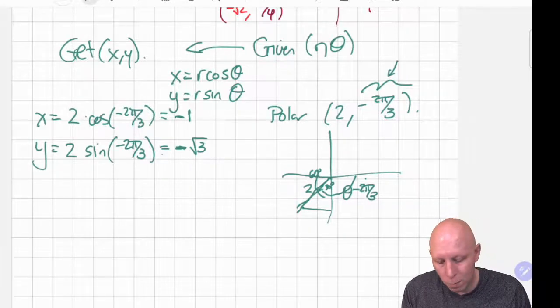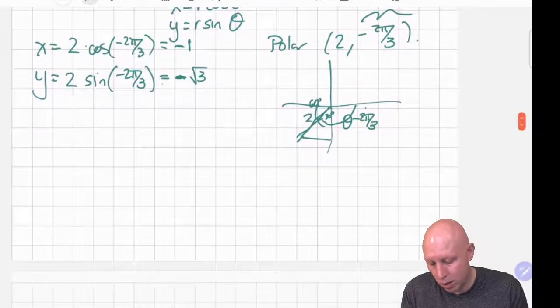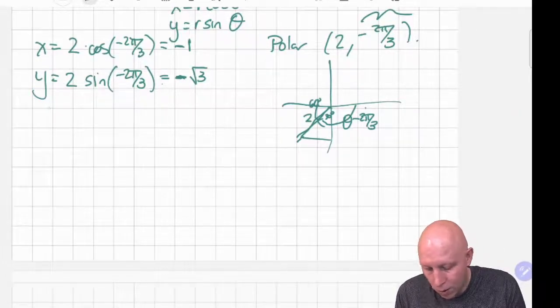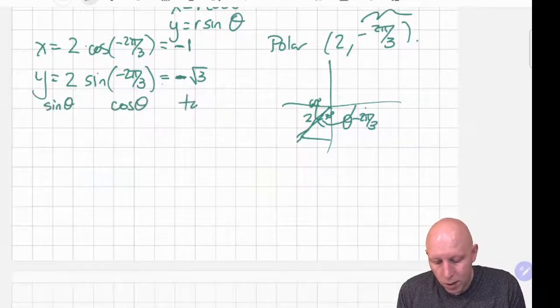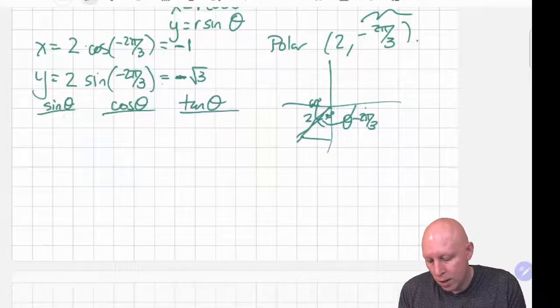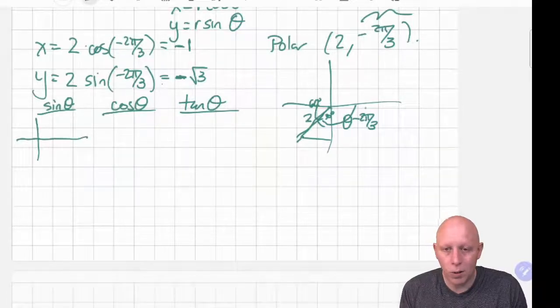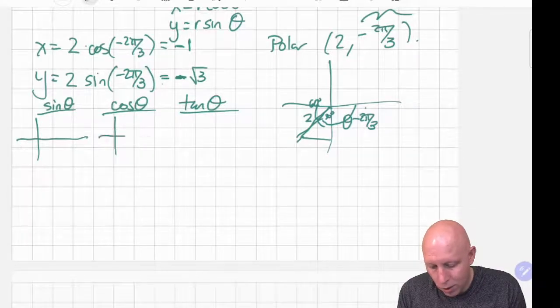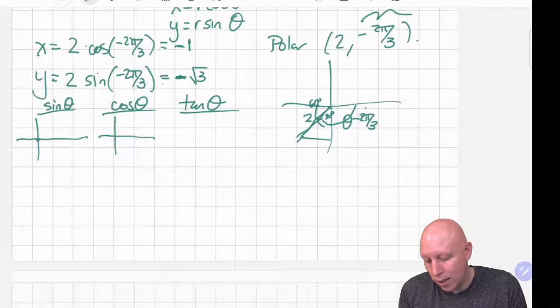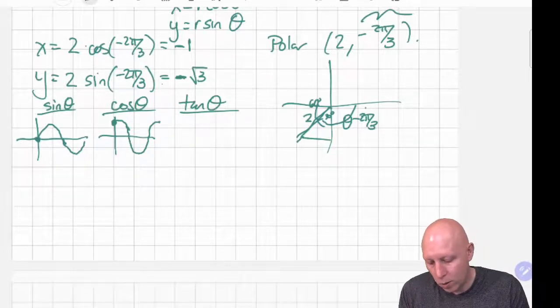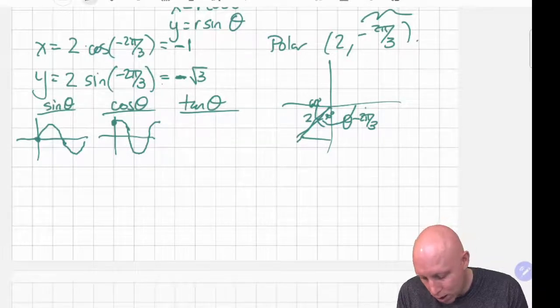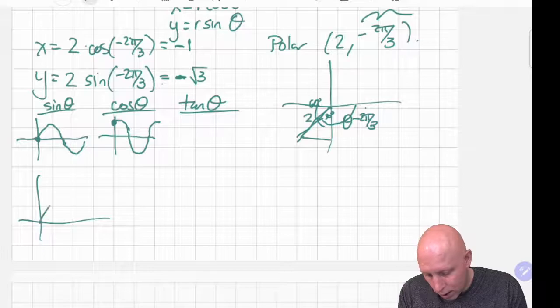Okay, so let's just practice our sine and cosine values because I think that's useful. So we have our 3 functions, sine of theta, cosine of theta, tangent of theta. And what I like to think about when I'm drawing sine theta and cosine of theta is that sine of theta starts off at 0 and goes up, whereas cosine of theta starts at 1 and goes down.